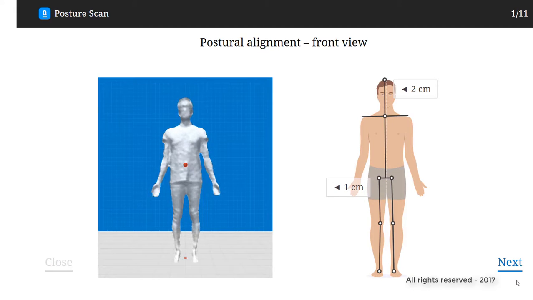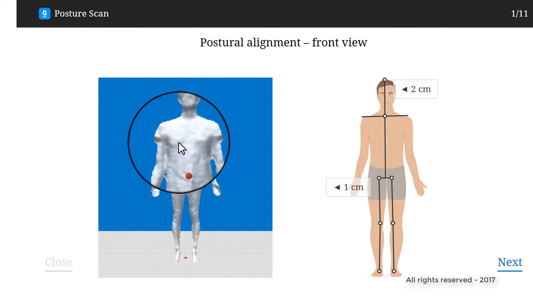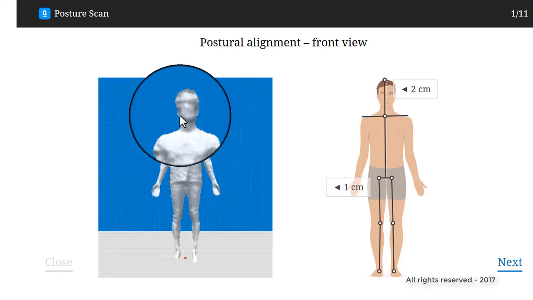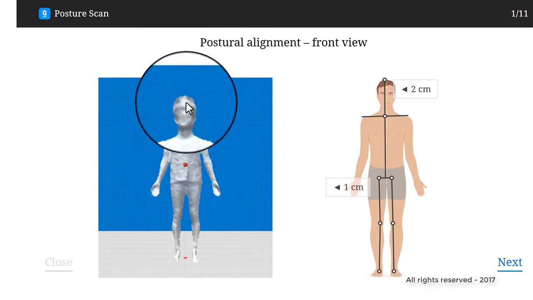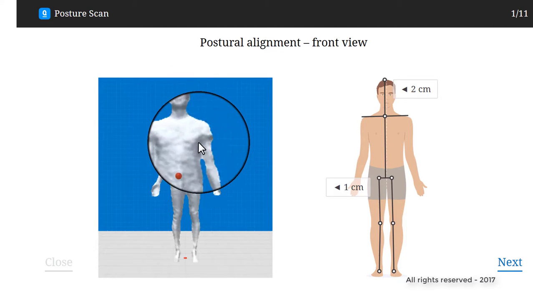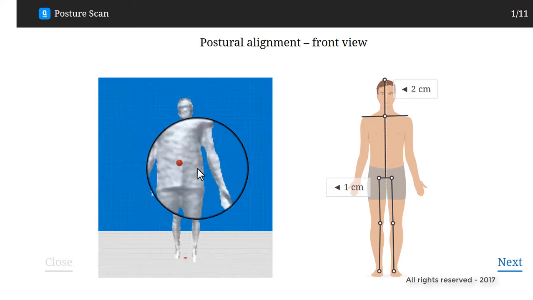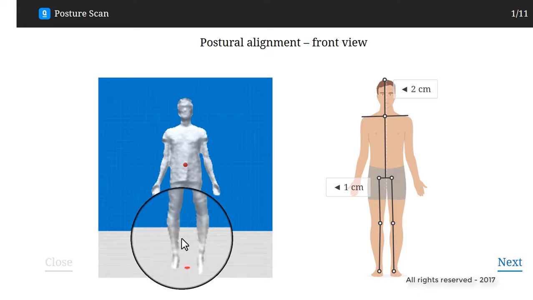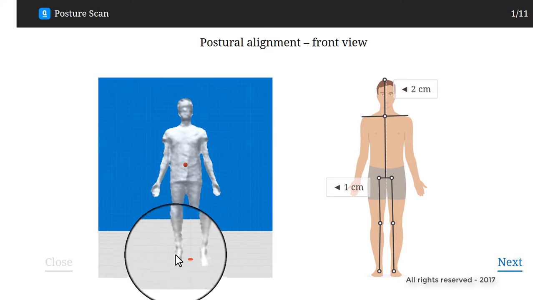There are many ways to measure posture. Qualitatively, you can look at the level of the shoulders, the chin, the ears, the nose, the top of the head. You can look at the carrying angles of the arms. You can look at the distance between the arms and the trunk. You can look at the level of the hips, the greater trochanter, the patella, the ankles, and of course the feet.